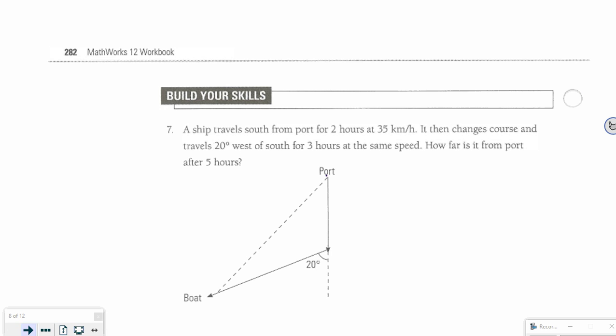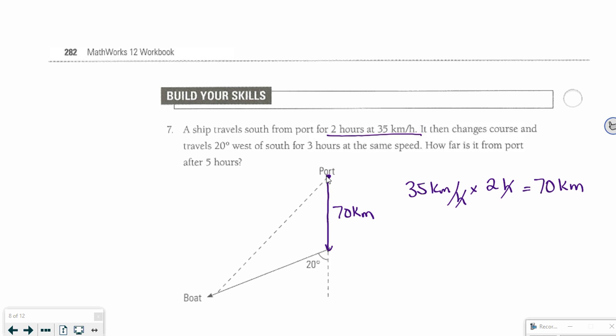So our port is here. We're heading south. So this is our first line, heading south for 2 hours. And our speed is 35 kilometers per hour. So 35 kilometers per hour times 2 hours. Hours are going to cancel. 35 times 2 is 70 kilometers. So this side of our triangle is 70 kilometers.